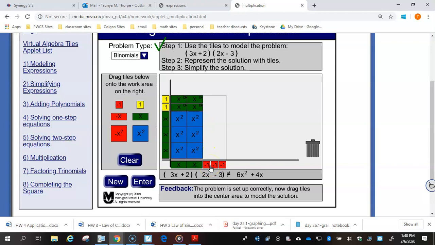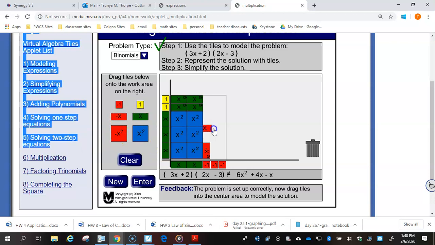Negative 1 times x, negative x. Negative 1 times positive 1, negative 1. It says negative 1.